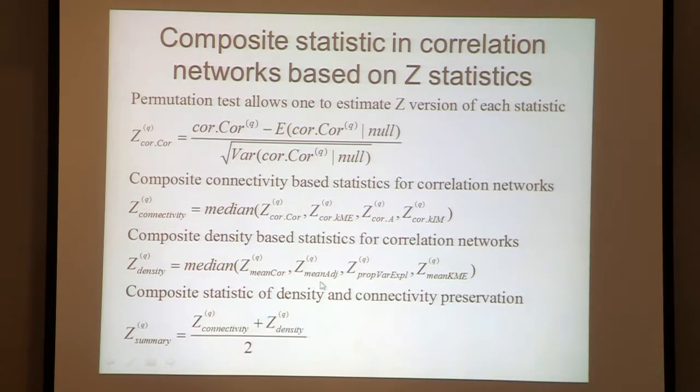Similarly, we have 4 statistics that measure density in a module: the mean correlation, the mean adjacency, proportion of variance explained by the module eigengene, and mean kME. Again, we form the median, and so we get Z density. And then, in order to get Z summary, we form the average of Z connectivity plus Z density. Do you see that? So the Z summary statistic really assesses 2 properties: is the connectivity pattern preserved, and is the density preserved. Any questions or comments?